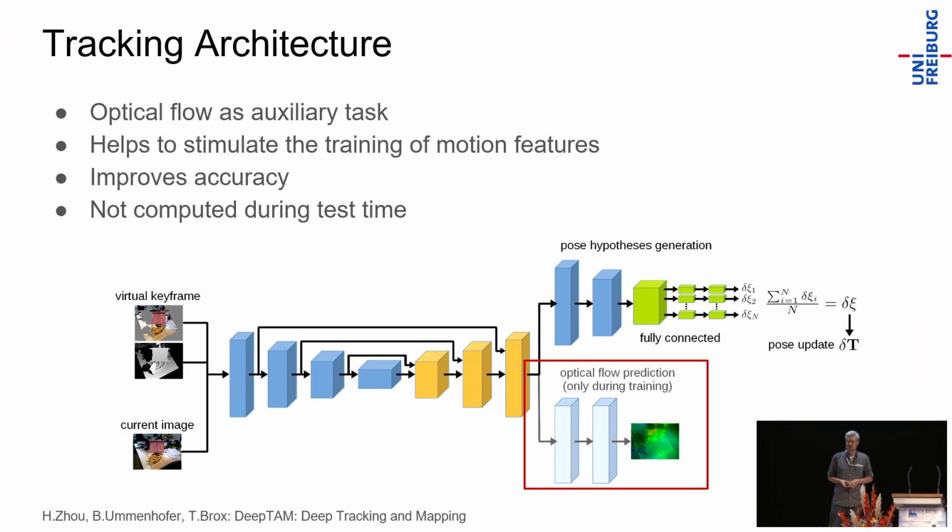The second branch predicts optical flow. We use this as an auxiliary task to help the network develop motion features that are useful for this task. As you know, if you know the motion between the frames, this is very helpful for computing the pose. We do not need this branch during test time because we're not interested in optical flow, so we can just turn it off during testing and save computation time.